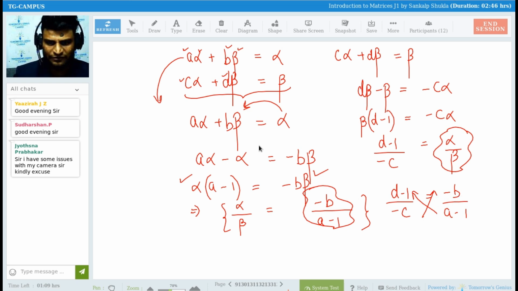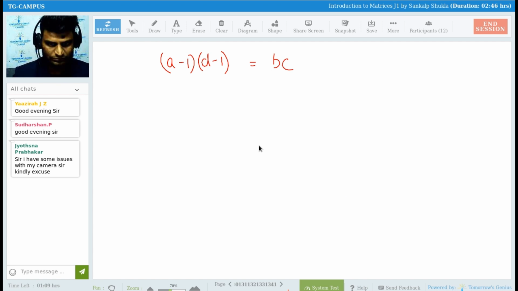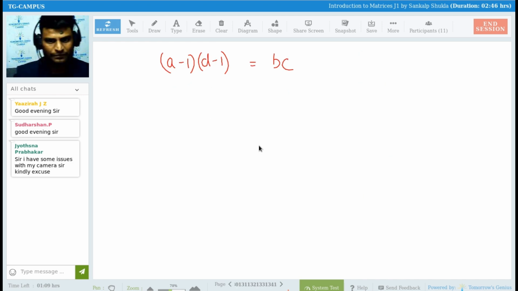So a minus 1 times d minus 1 will be equal to bc. Because bc is there now. Minus b into minus c, it will be plus bc. So now what will be the result?